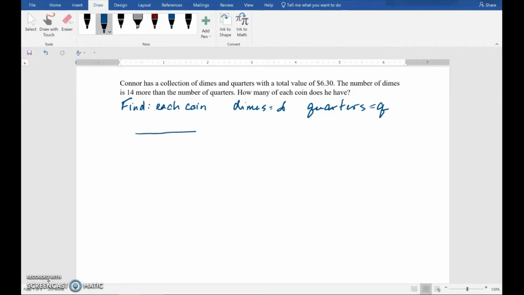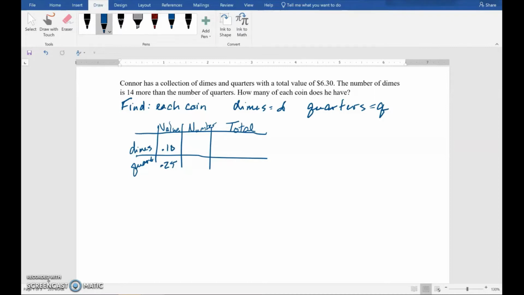Let's go ahead and make our chart. Dimes, quarters, and we're going to put value, number, and total. What's the value of a dime? A dime is 10 cents, which in dollar form is 0.10. A quarter is 25 cents, in dollar form 0.25.